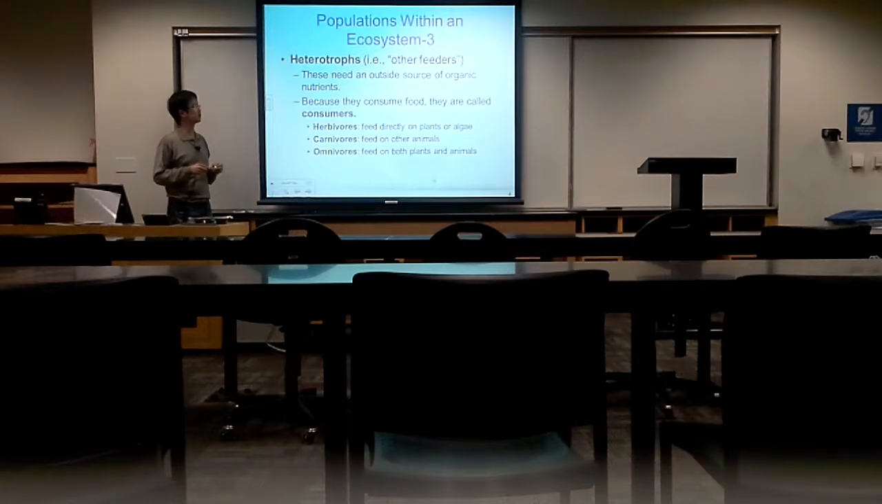Heterotroph means other feeder. They feed on others because they cannot make their own food. Mainly, they cannot do photosynthesis. They are also called consumers because they feed on others. Consumers have three types: herbivore, carnivore, and omnivore. You probably already know these terms. Herbivores eat plants or algae. Carnivores eat other animals. Omnivores eat both. So we human beings are omnivores, we eat both.